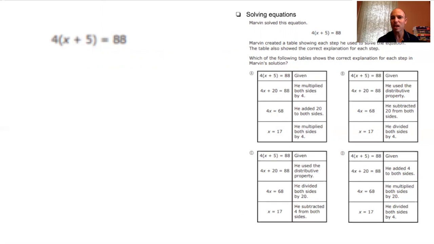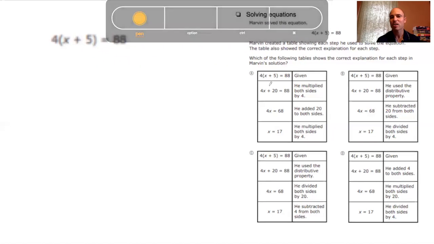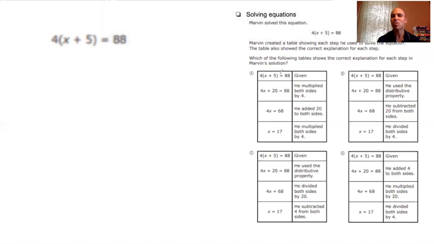It looks like all of these are actually the exact same steps, so the steps are not different. It's just what are we doing in each case. First of all, the first thing he did was distribute the 4. Now I know you could have divided both sides by 4, but that's not what Marvin did, and Marvin solved this correctly. So did he multiply both sides by 4? No, I wouldn't say that. Did he use the distributive property? Yep, he did do that. Did he add 4 to both sides?